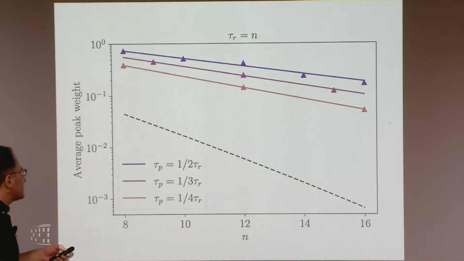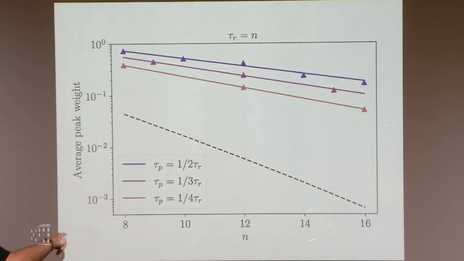So here is just another view. Here I am explicitly varying n, the number of qubits, from 8 up to 16. We're taking the number of peaking layers to be either a half or a third or a quarter of the number of random layers. The number of random layers is here fixed to be n.